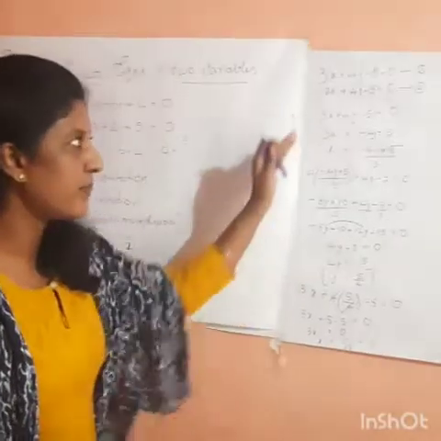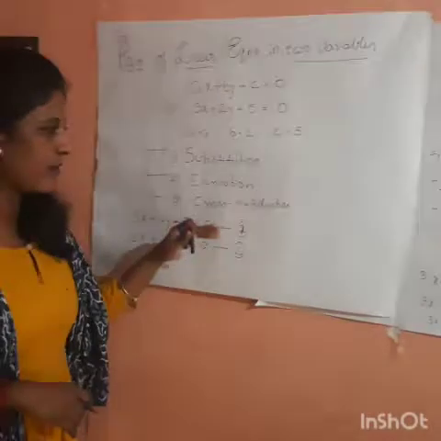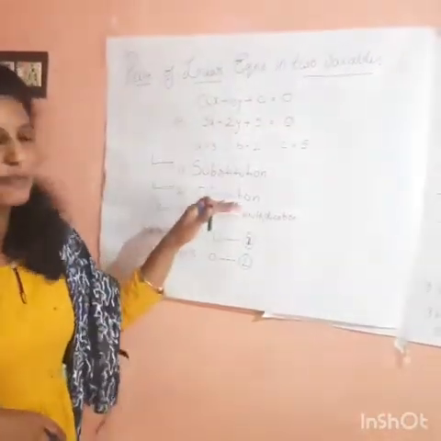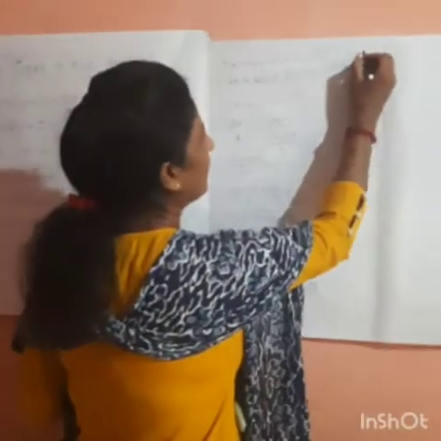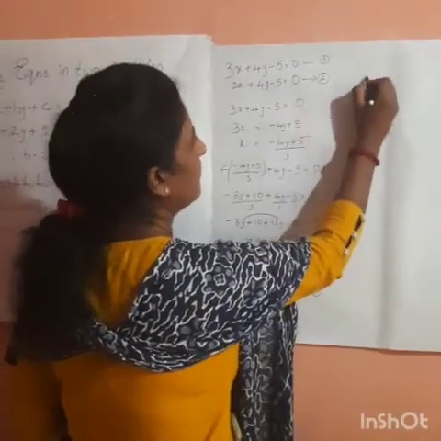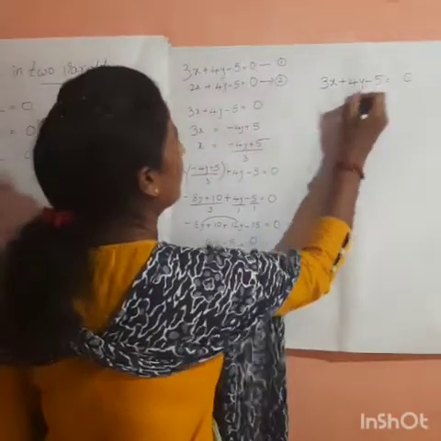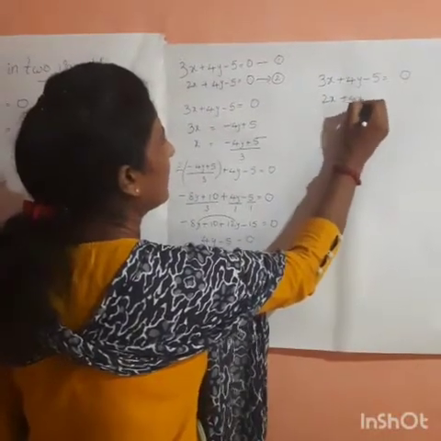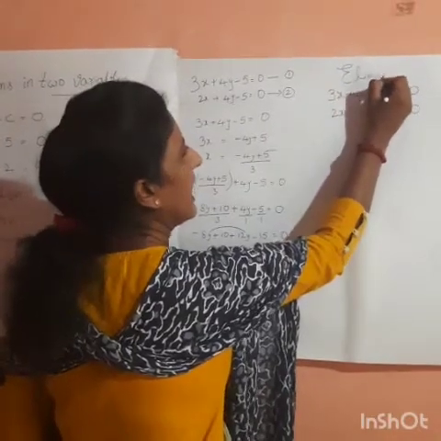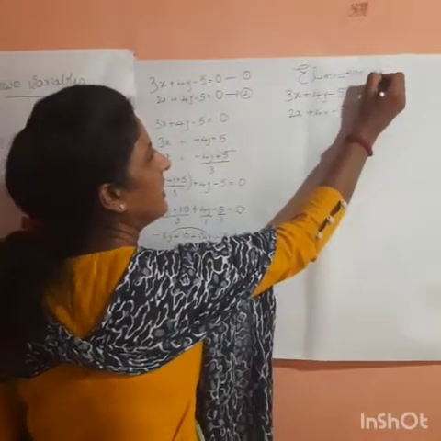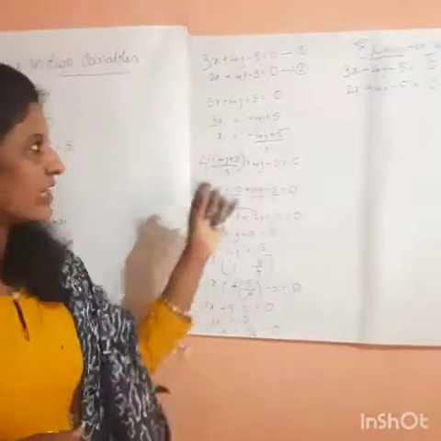Taking the same equations and doing another method also, we will get the same x value and the same y value. For example, I will take the elimination method now. For the same equations, I am taking the elimination method. The elimination method is nothing but eliminating any one of the variables.